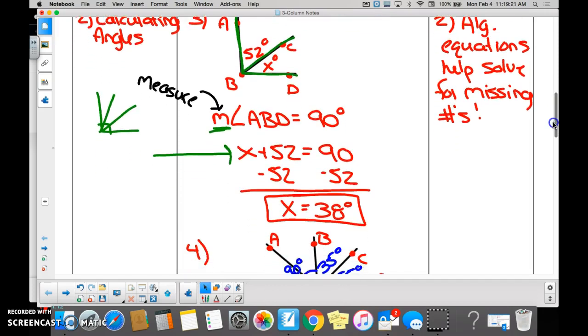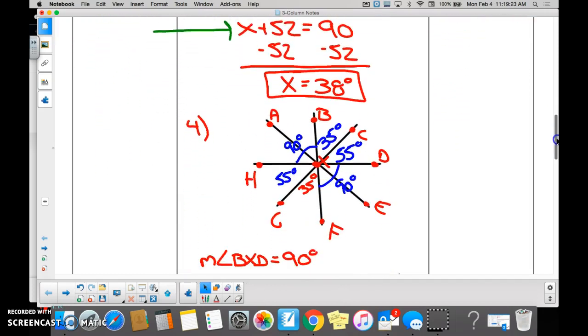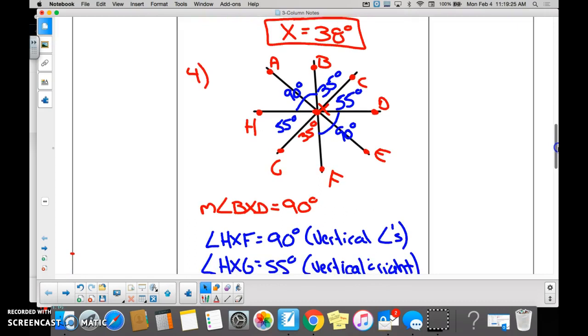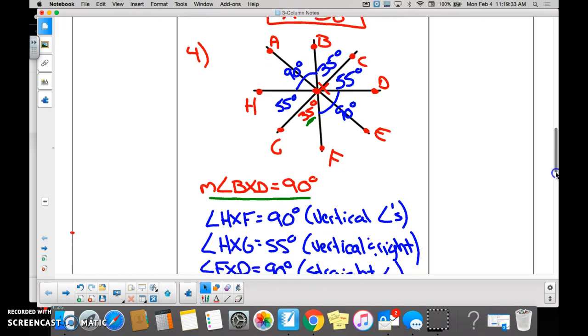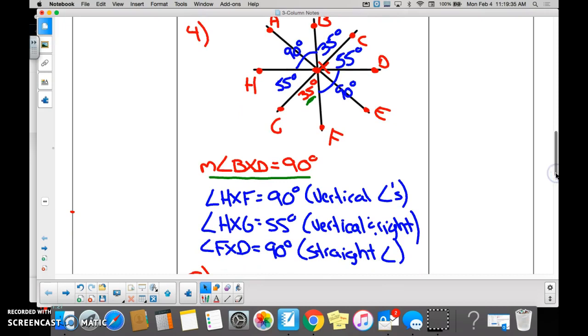Moving on to number 4. This one was kind of funky in the fact that we just gave you what was in red here. We gave you that this angle is 35 degrees, and we told you that BXD was 90 degrees. From there, we were able to calculate everything else in blue. This angle is 35 degrees because why? Vertical.